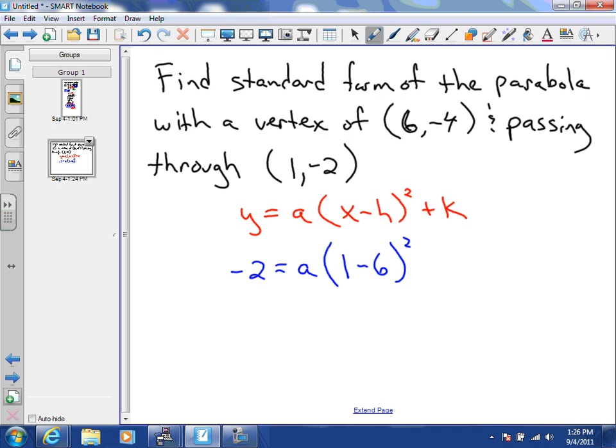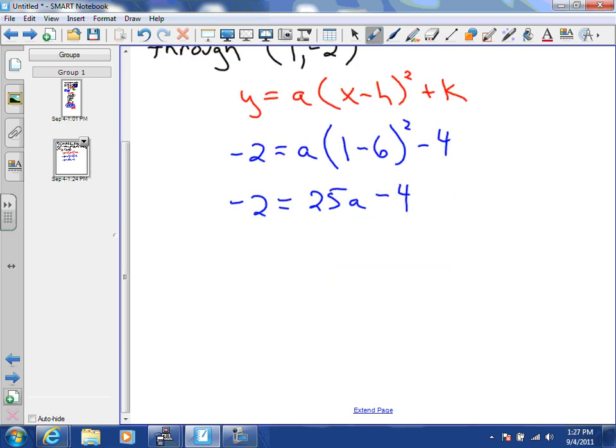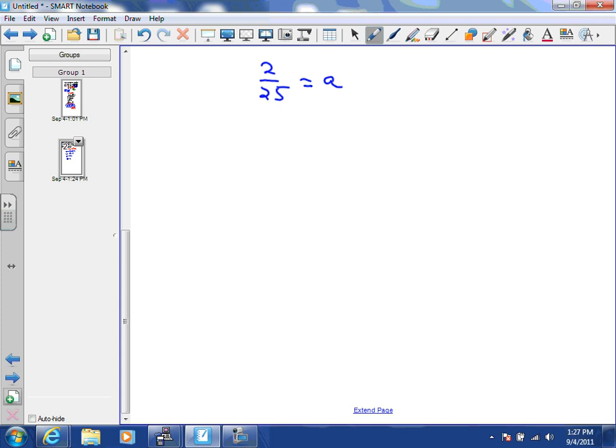So I have 1 minus 6 squared, plus k. K is negative 4. I'm going to put minus 4. 1 minus 6 is negative 5. I need to square negative 5. That's positive 25. I add 4 to both sides. That gives me a positive 2 over here when I add 4. And so I get 2 25ths equals A.